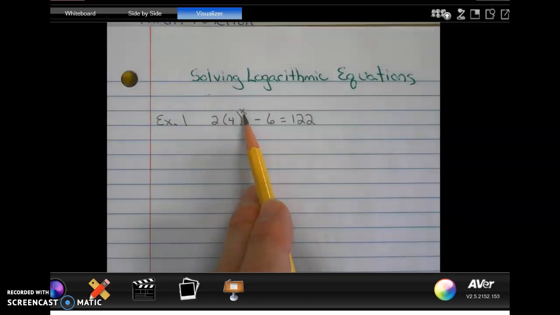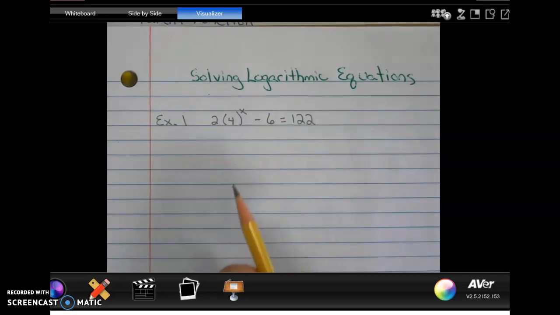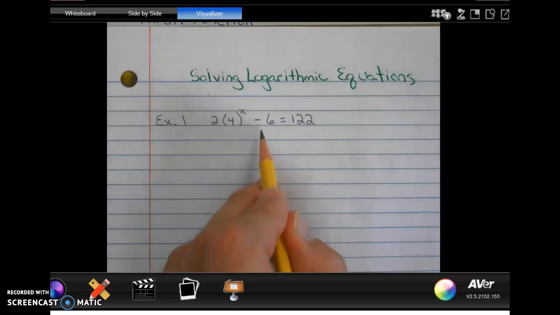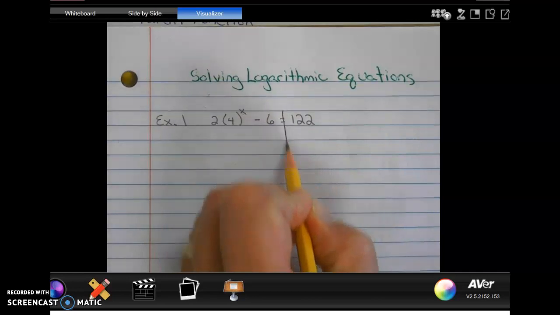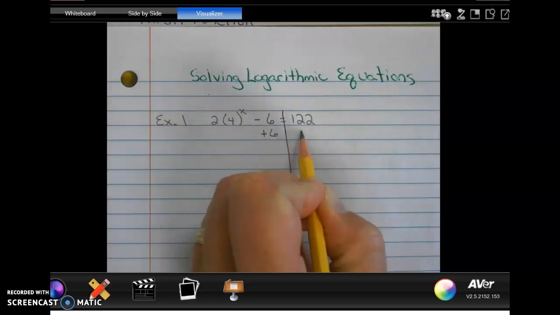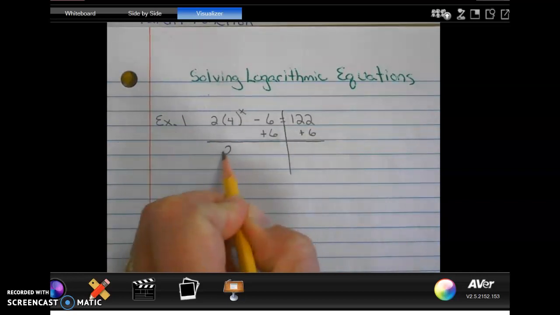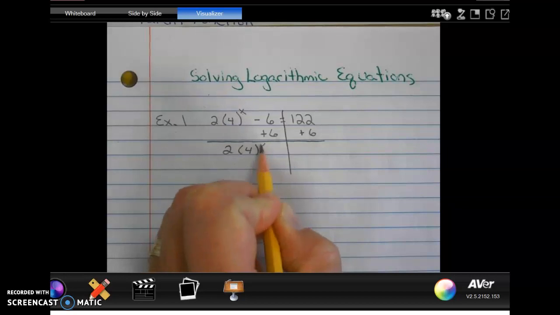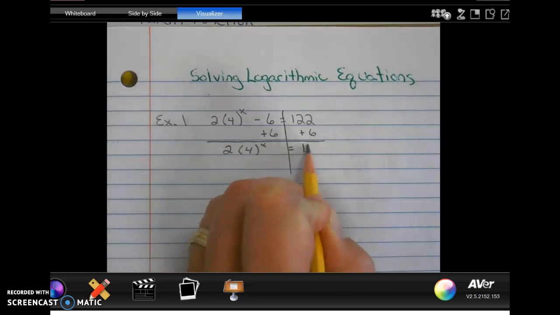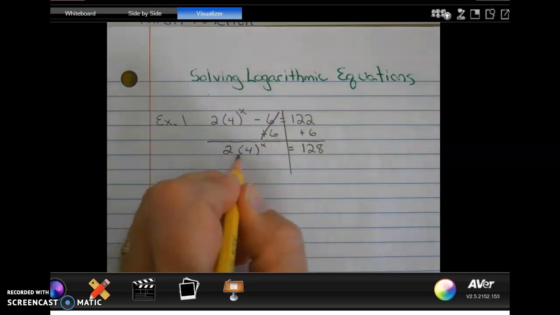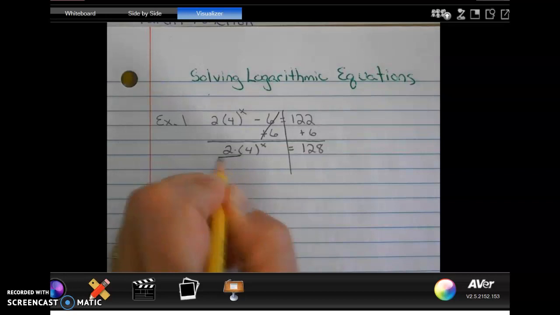The very first thing we're going to do, like we do with any equation, is isolate the x by undoing PEMDAS. So we're going to start by undoing our adding and subtracting first, by adding 6 on both sides of the equation. And then we're going to undo multiplication by dividing.